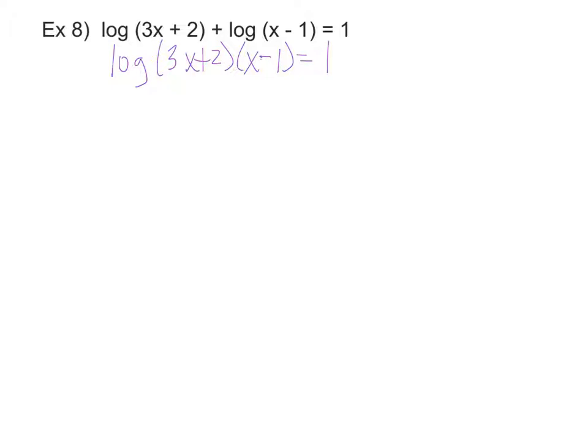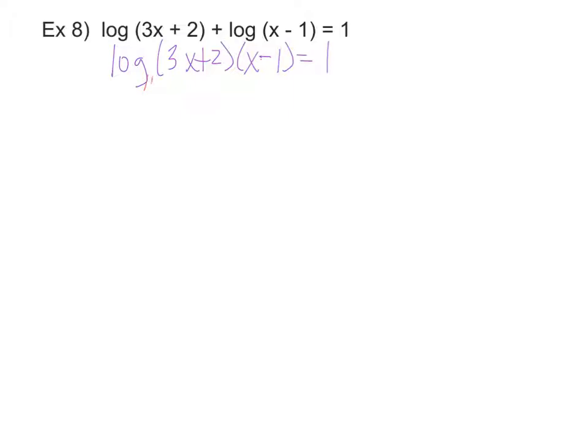Whoa, but what's happening here? If I don't have anything written down as a base, what is that automatically? If I just have a plain log, it's called a common log. What's my automatic base if nothing is written there?